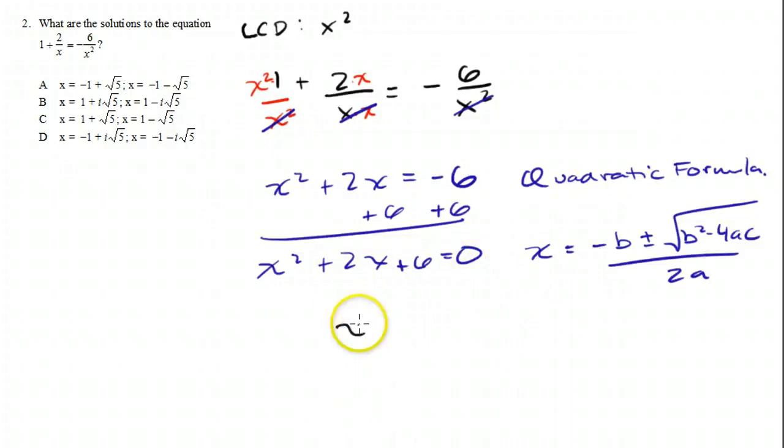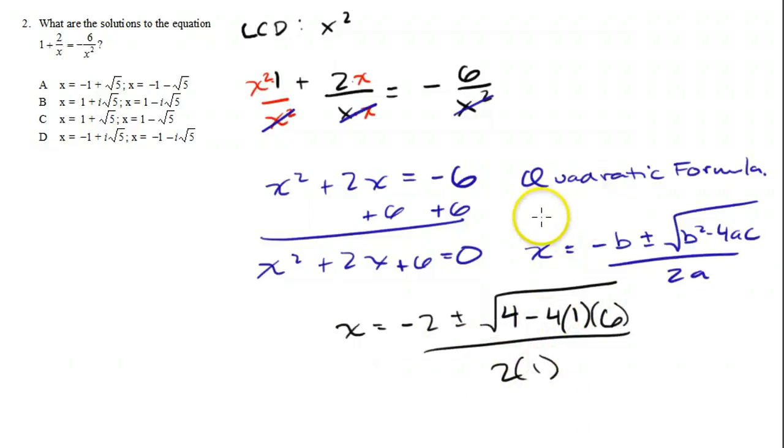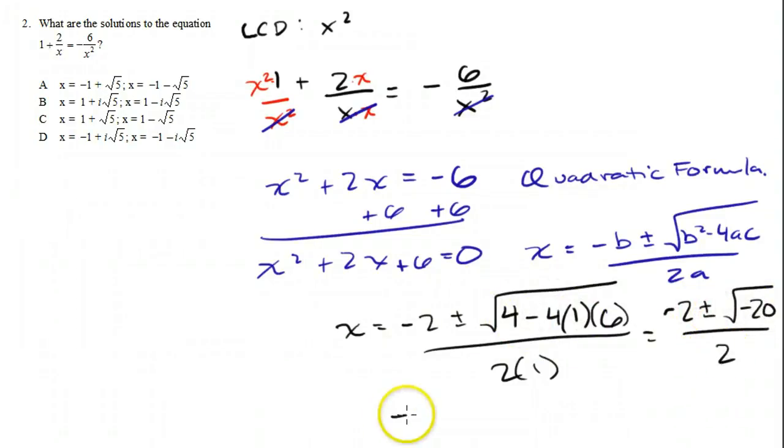So I get x equals opposite b. This is my b, so that's negative 2. b squared, so 2 squared is 4, minus 4 times a, which is just 1, and then c, which is just 6, all over 2 times a. Simplifying this is going to give us negative 2 plus or minus the square root of 4 minus 24, which is the square root of negative 20, over 2.